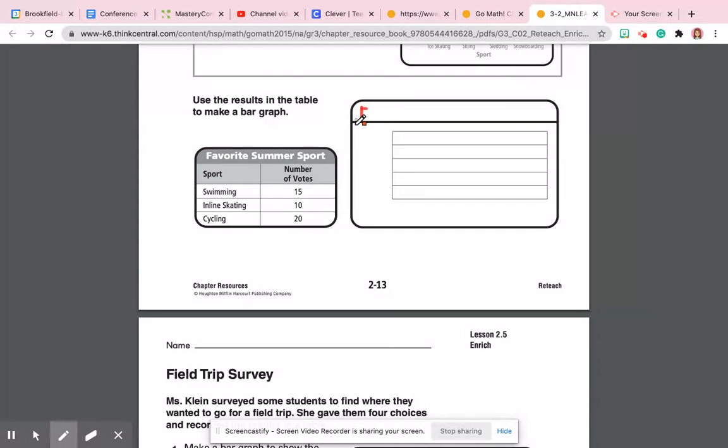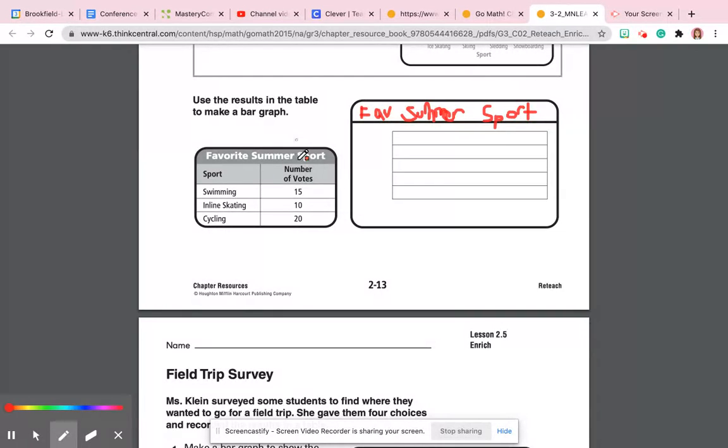So here, Miss Miller's just going to do a shorthand because it's hard to write on her computer. Favorite, you're going to write out the word favorite. Summer, whoa. Like I said, it's hard to write on my computer. Favorite summer sport. All right, I got my title down.